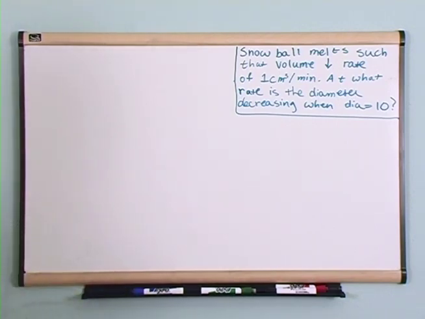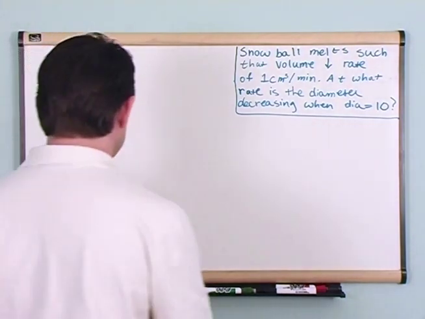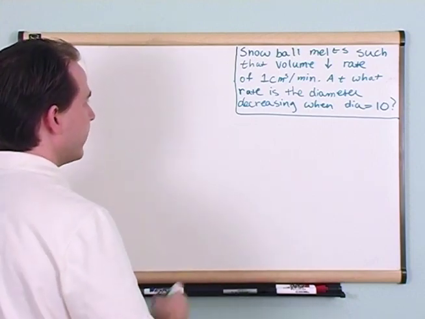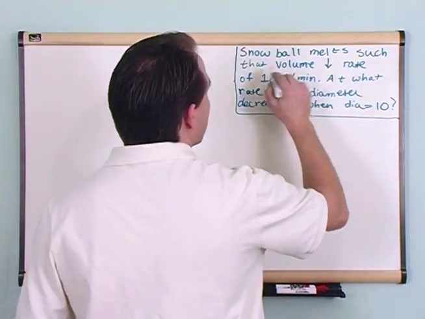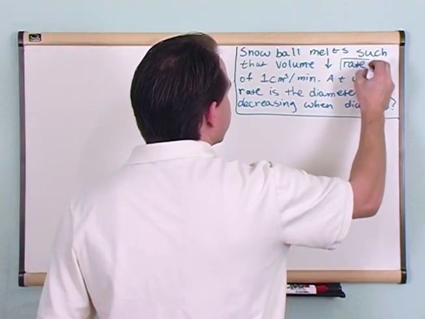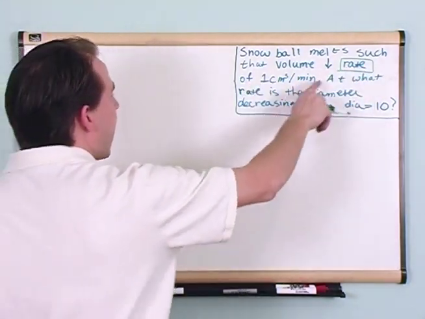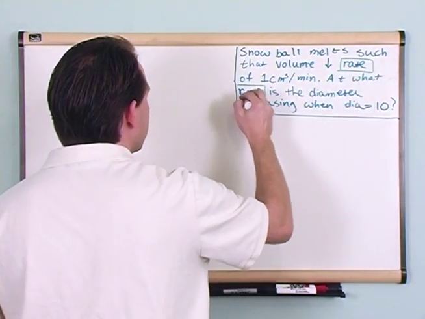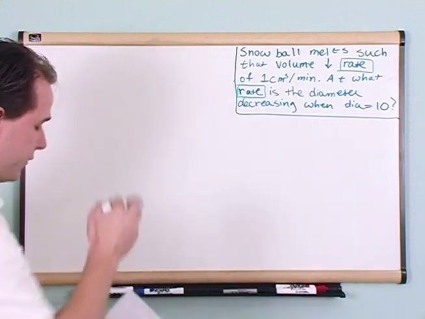These kinds of problems typically just kill people because there are a lot of numbers in them and a lot of terminology. But a couple of things you need to focus on when you read these problems. The volume decreases at a rate of blah, blah, blah. At what rate is the diameter decreasing?